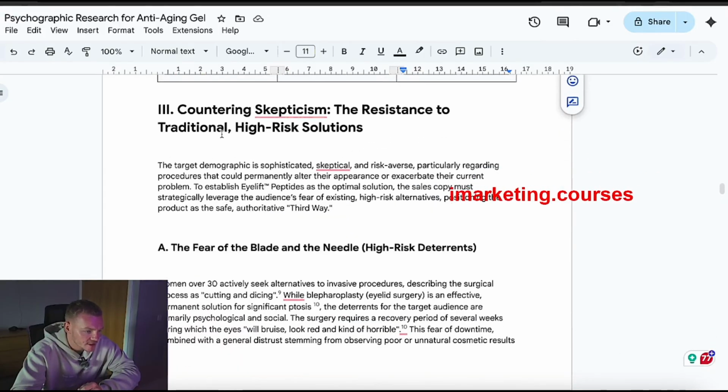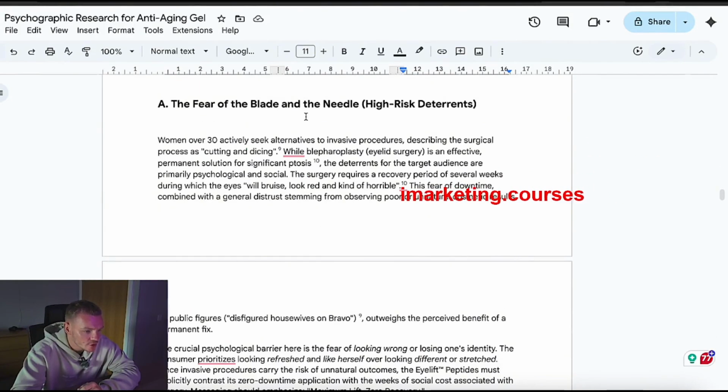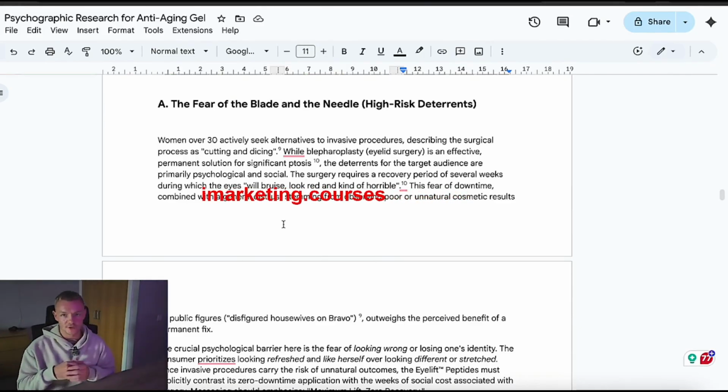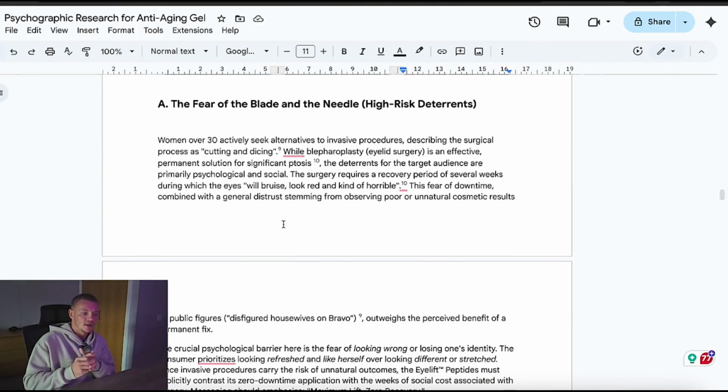Countering skepticism, resistance to traditional and high-risk solutions. The fear of the blade and the needle, right? So this is something that we can speak about. There's a lot of beauty stuff out there that we can go further into and do some more research on when we're coming up with angles. Some like surgeries, there's a lot of procedures that involve micro needling and Botox and all of this stuff, and we can use that in our ads. Like, instead of Botox, try this, or I tried Botox for 3 years and it didn't work as well as this cream, stuff like that.